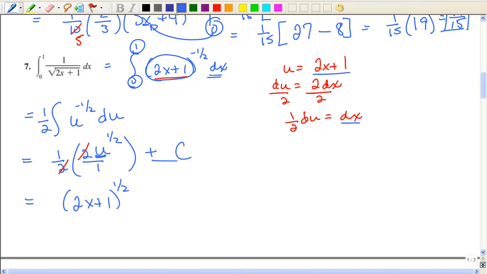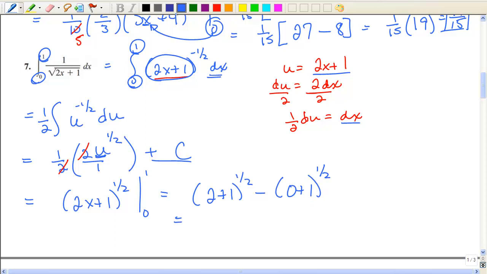Now I'm going to go back and change u into terms of x, so that's 2x plus 1 to the 1/2 power, but instead of plus c, I'm going to go back to my limits in terms of x, 0 to 1. So let's see, I've got 2 plus 1 to the 1/2 power minus 0 plus 1 to the 1/2 power. So the 1/2 power is the square root, so that's the square root of 3 minus the square root of 1. Final answer.